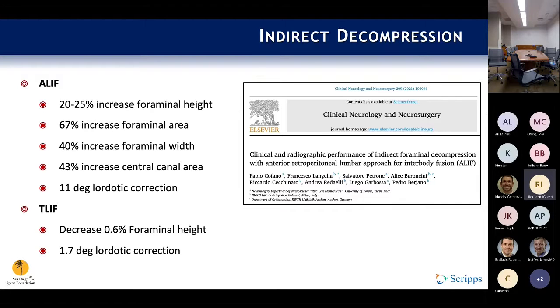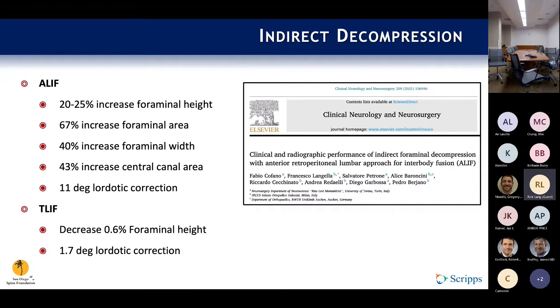This study looked at ALIF and compared it to some of the outcomes of TLIF, and they found that an ALIF will provide up to 25% increase in the foraminal height, 67% increase in foraminal area, 40% in width, and also a concomitant 43% increase in the central area, in addition to the foraminal space, and an average improvement in lordosis of around 11 degrees. That number depends on the study, but you're getting about 10 to 15 degrees of lordotic correction as well as your decompression of your foramen.